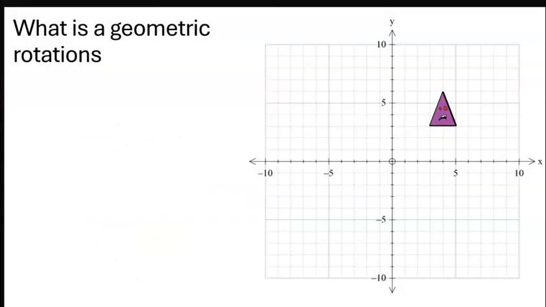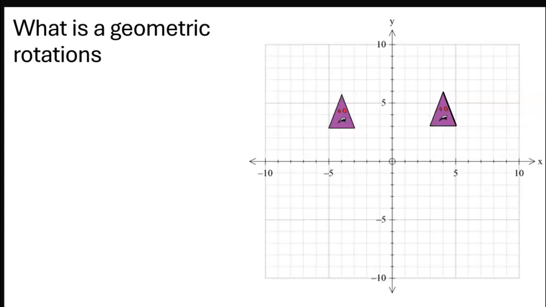Let's get started. As I mentioned in a previous video, we're talking about rigid motion, and what rigid motion means is that we're going to rotate an object without changing any of its dimensions. So we're not going to change the length of its sides or the measure of its angles. So what is a rotation?